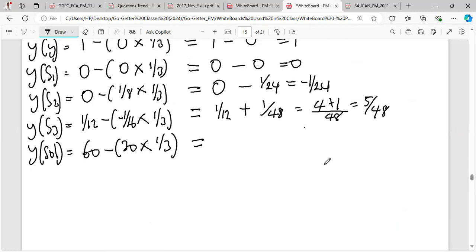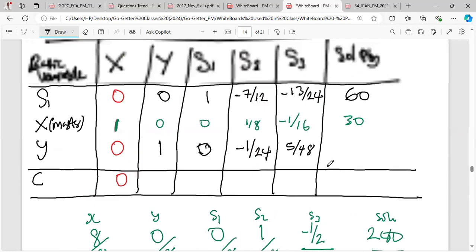So the next one is 60. Now minus 3 divided by 30 is going to give me 10. 60 minus 10, that gives me 50. So I'm going to write 50 here.